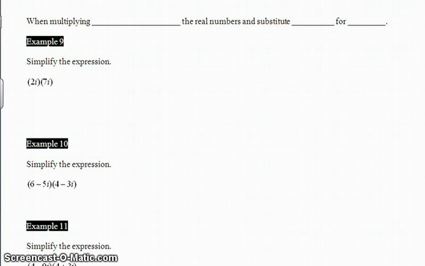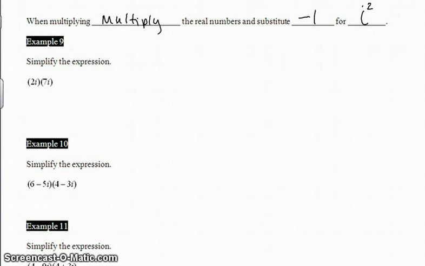So when we're multiplying, we multiply the real numbers and substitute negative 1 for i squared. That's the only difference. If we end up with an i squared in the product, we need to substitute negative 1. So let's look at my first expression.